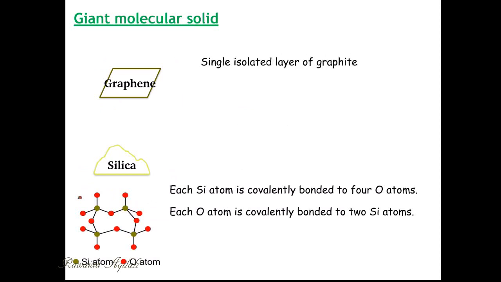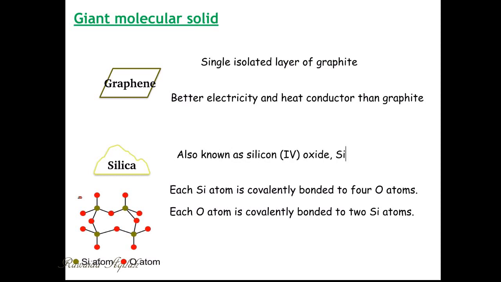Graphene is a single isolated layer of graphite. It is a better electrical and heat conductor than graphite, which makes it a potential substance for many applications, while silica, or silicon dioxide, is the main composition of sandstone. They are insoluble in water with high melting and boiling point due to the extensive covalent bonds in the structure.